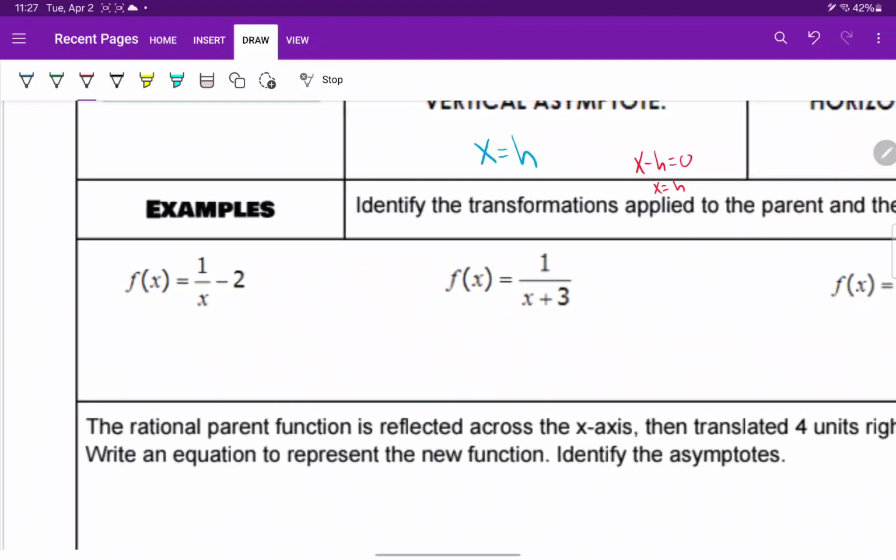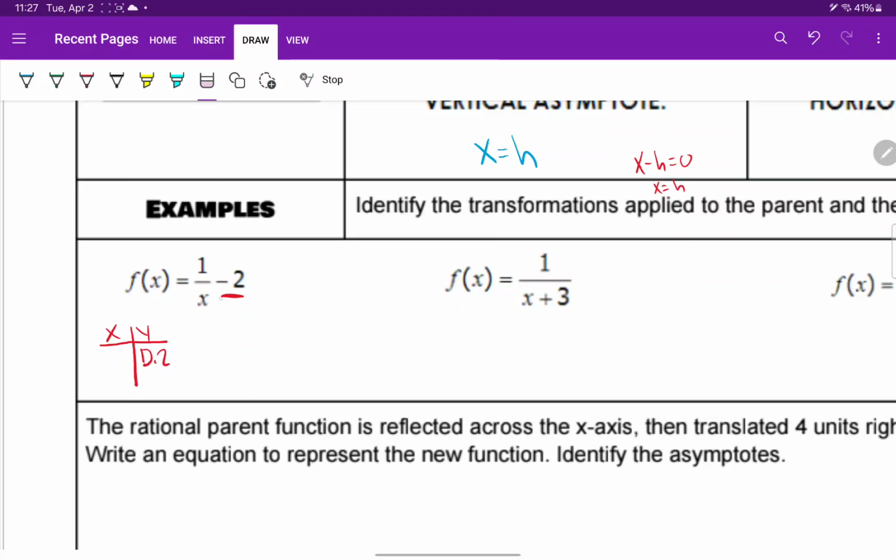All right, so let's look at this first one here. First, we're going to do our transformation table like we always do. So we have x and we have y. In terms of our horizontal transformations, we're looking right here at x, and there's nothing happening there, so we're going to leave the x column blank. But this -2 is a vertical transformation. That means down 2, so it's affecting the y values by down 2.